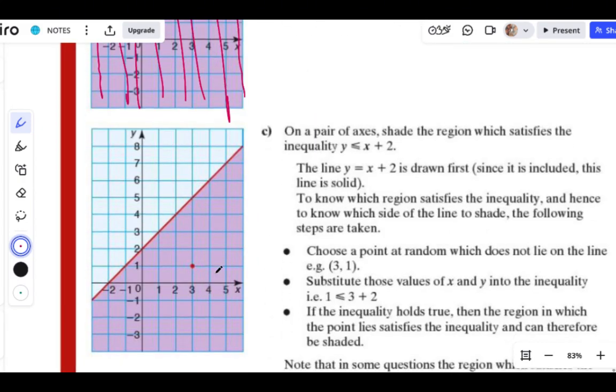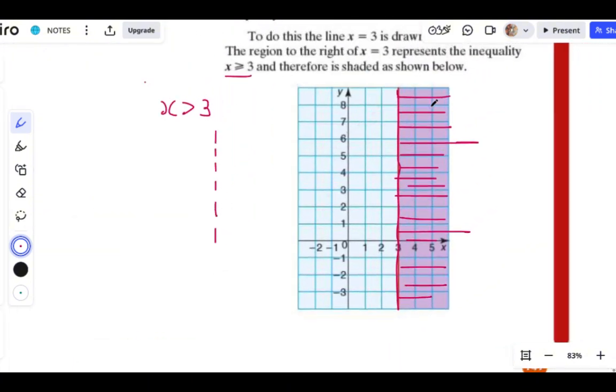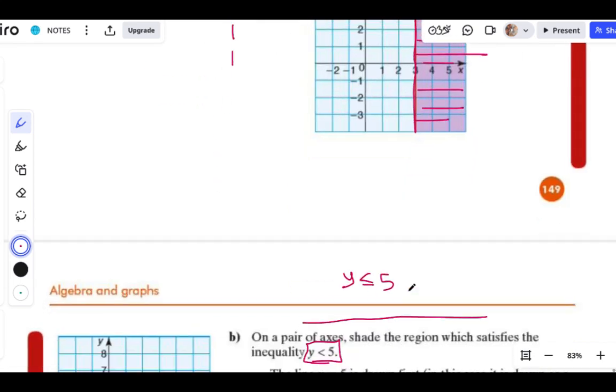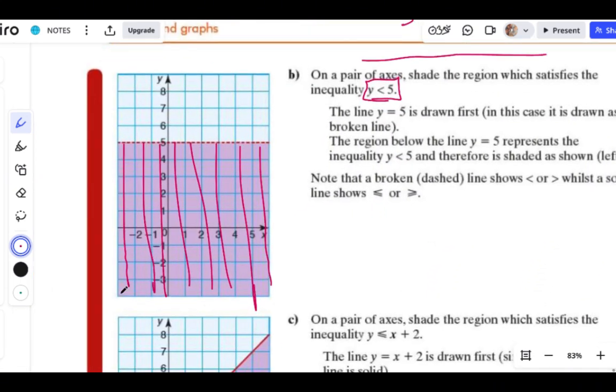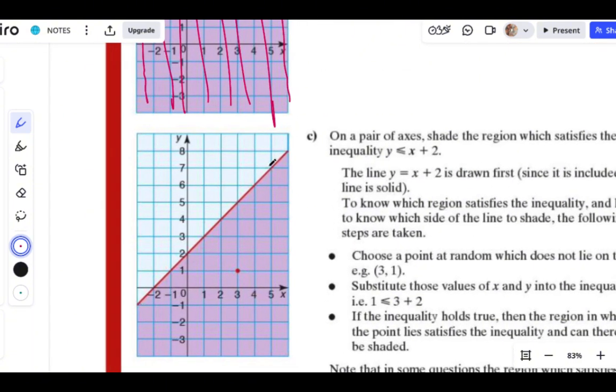Is that okay? So we already know how to shade on the x-axis, how to draw a line across 3 on the x-axis, and we've also learned how to draw a line across 5 on the y-axis. Now we want to draw a slope for the inequality.